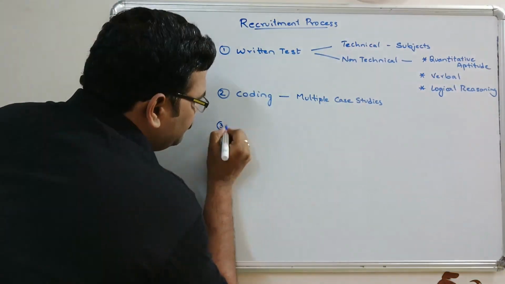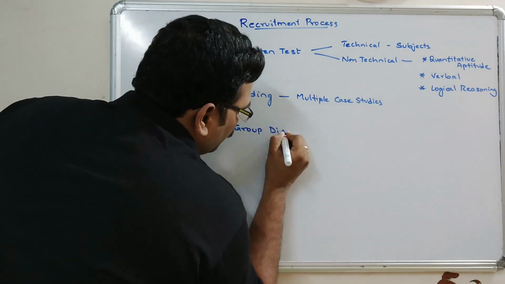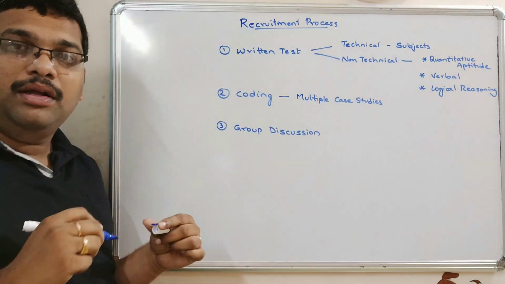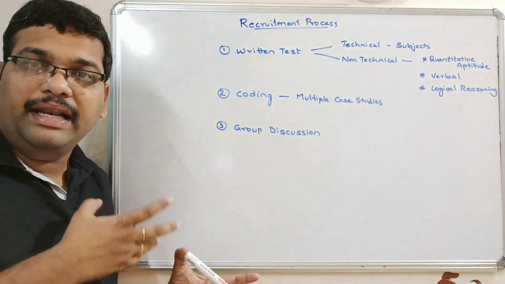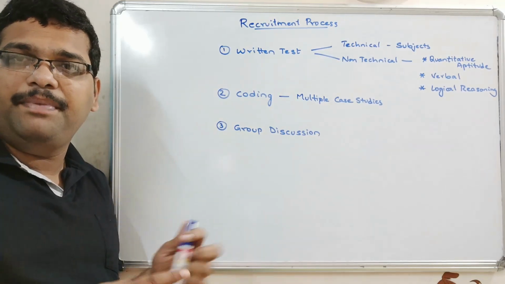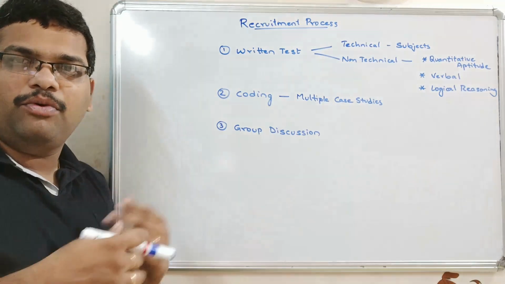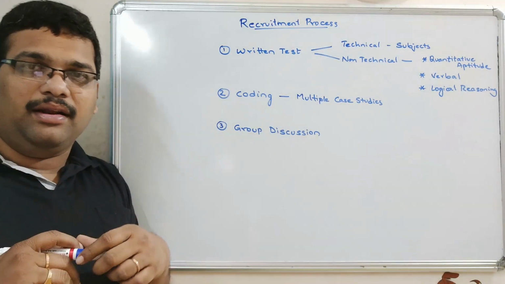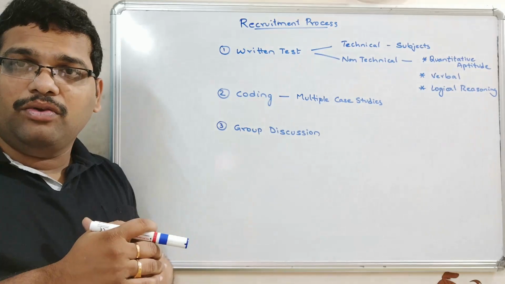And the next one is group discussion. Generally the name itself indicates it: in a group discussion around 10 or 11 people will be sitting, and they keep on discussing one topic given by the recruiter. That topic can be either technical or non-technical, so group discussions may also be technical group discussions and non-technical group discussions.